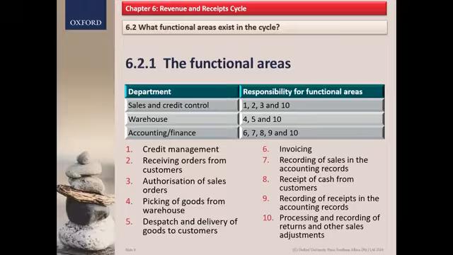Then the next functional area will be recording of receipts in the accounting records. That will be done by your cash book clerk or whatever. And lastly, your processing and recording of returns and other sales adjustments done in finance. Those are the functional areas.